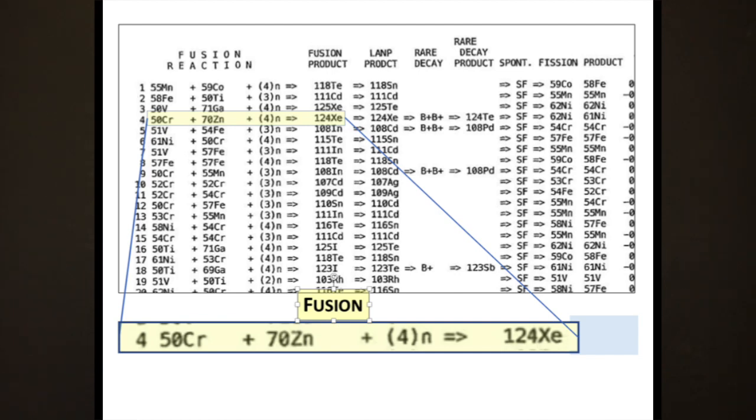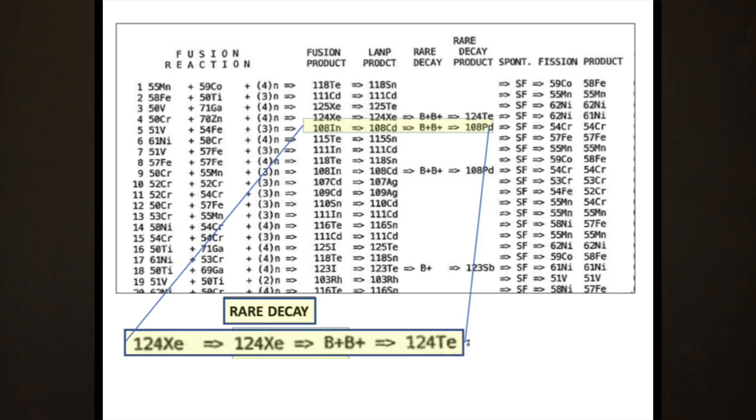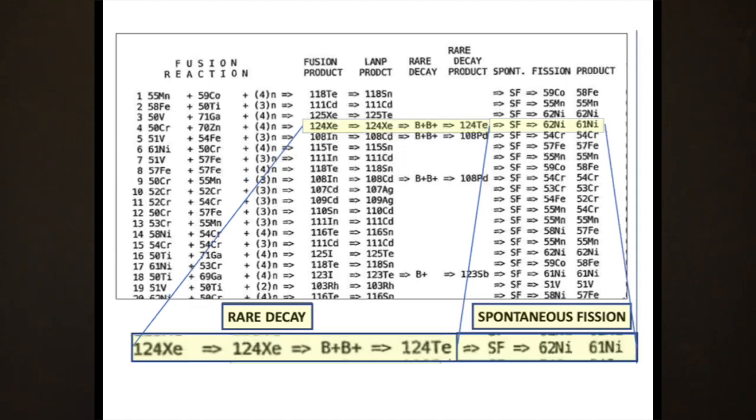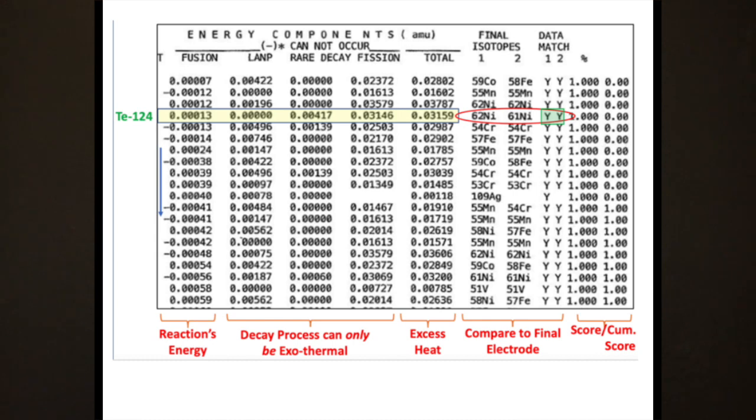A chromium 50 nuclei fuses with a zinc 70 nuclei and 4 neutrons to form xenon 124. Xenon 124 is known to be capable of decay to tellurium 124, which in turn is capable of spontaneous fission to nickel 61 and nickel 62. However, even though they are thermodynamically possible, these decays do not occur in nature, but they do occur in LANP theory. The next part of the table provides the energy components of the overall reaction in atomic mass units.